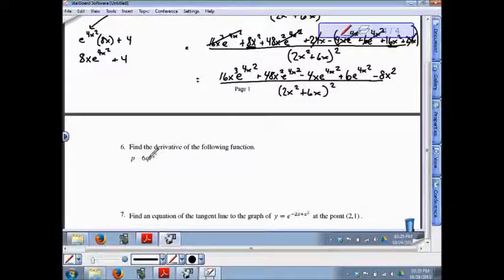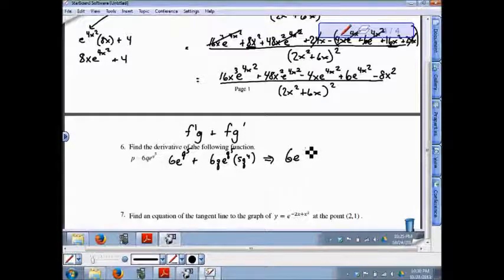Okay, question 6. This is a product rule, which is f prime times g plus f times g prime. So this right here is f, this could be g. So f prime is going to be 6, and then we multiply that by g, which is e to the q to the 5th power plus 6q. Now do the derivative of the g function, which is e to the q to the 5th times 5q to the 4th.